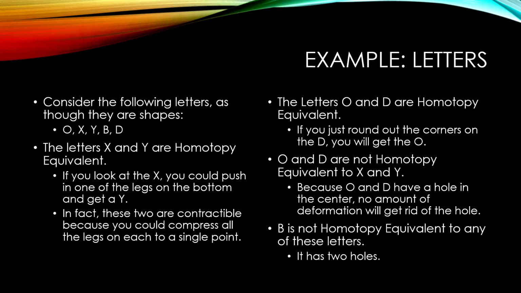Let's start by just thinking about the example of letters. And so consider the following letters as though they're just shapes. And so the shape of the letter O, X, Y, B, and D. And we'll consider them as line segments if you'd like. The letters X and Y are homotopy equivalent. If you think about it, if you just took one of the legs of the X and you just pushed it in, you would get the shape of the Y. And so again, treating these as though they're malleable, like they're made out of silly putty or made out of rubber, we can stretch one of them into the other one.